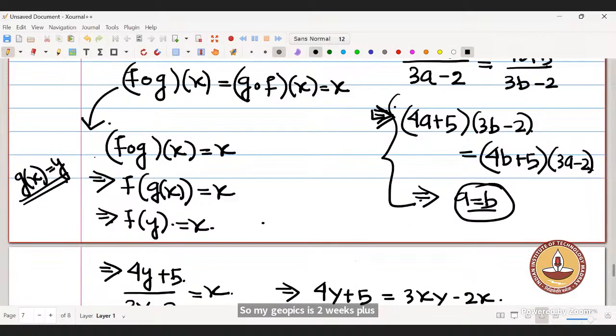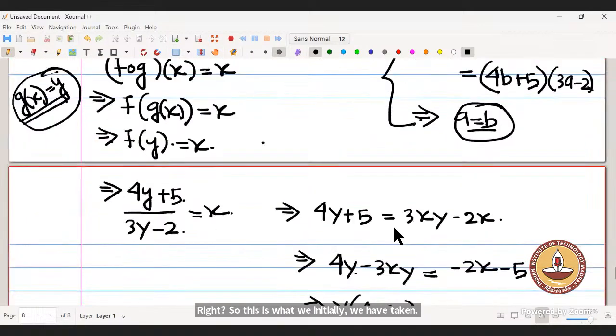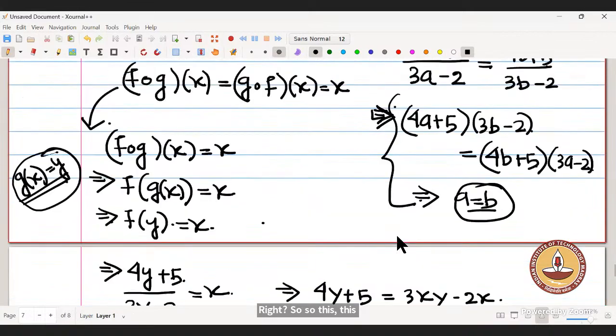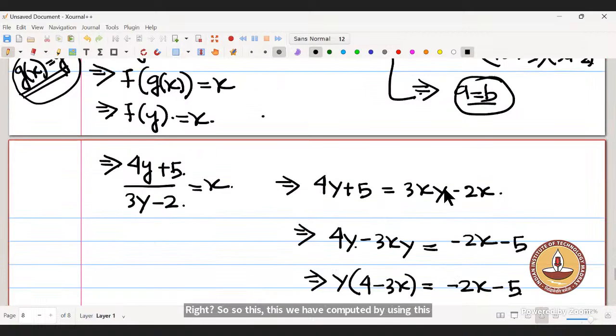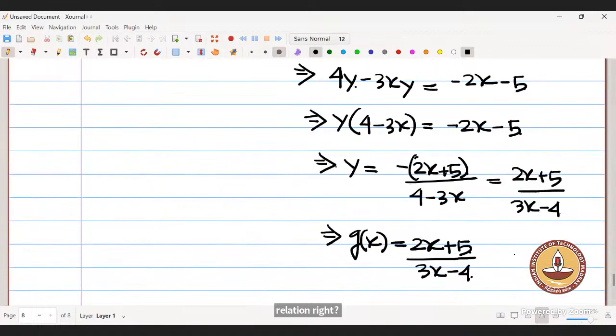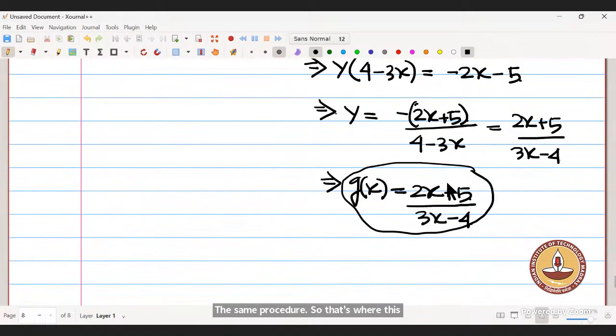So this is what we initially had taken, right? So this we have computed by using this relation, right? And also you can check whatever I have. Whatever we got here, this g of x, also satisfies this condition as well. You have to do it separately, the same procedure. So that's why this function g of x is the inverse of f of x.